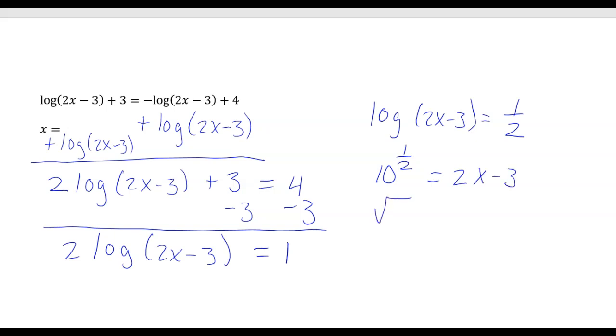I'm going to write this as the square root of 10 and then add the 3 to both sides of the equation. When I add the 3, that will move the 3 to the left, but I can't combine the square root of 10 and 3 since this is irrational and this one is rational. This is now equal to 2x. Then I can divide both sides by the 2, and this gives me x is equal to the square root of 10 plus 3, all divided by 2.